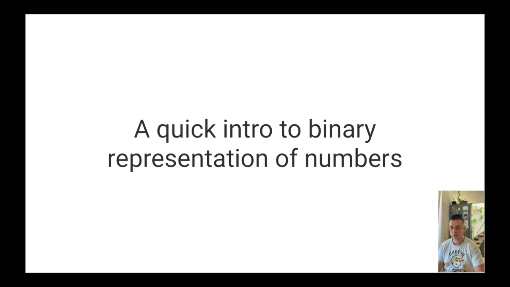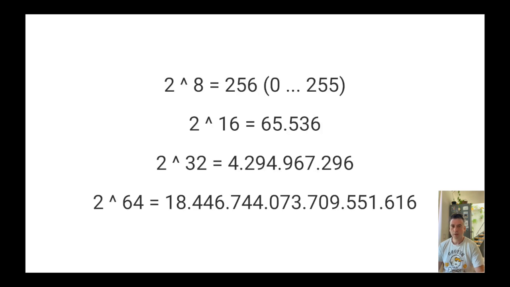But first, a quick intro to binary representation of numbers. Well, we have generally 1 byte, 2 byte, 4 byte, and 8 byte numbers, where basically it's like UInt8, we have numbers from 0 to 255.